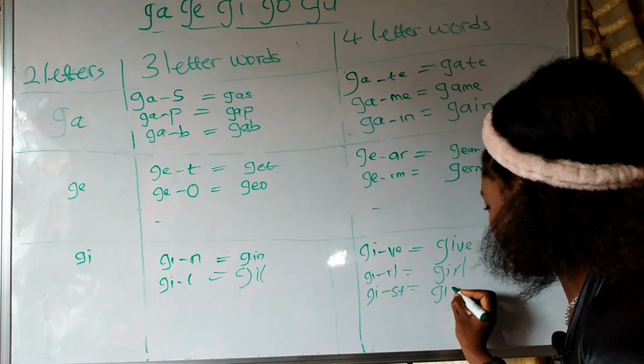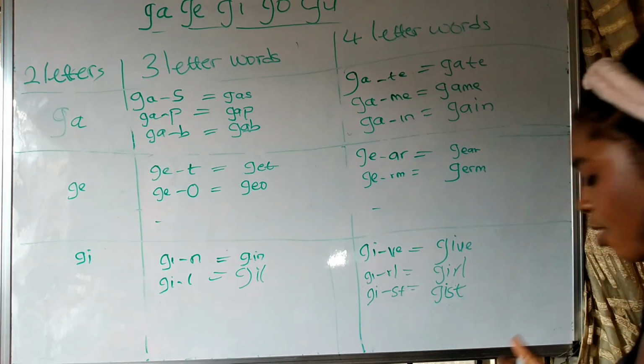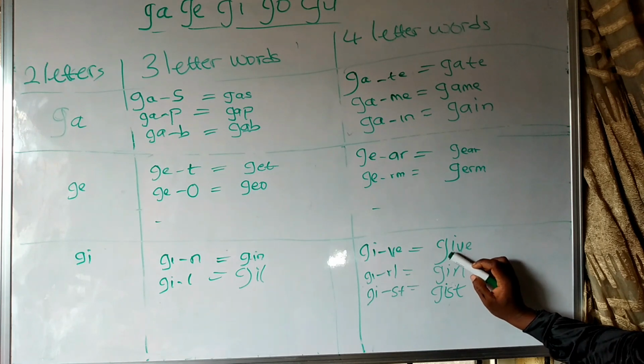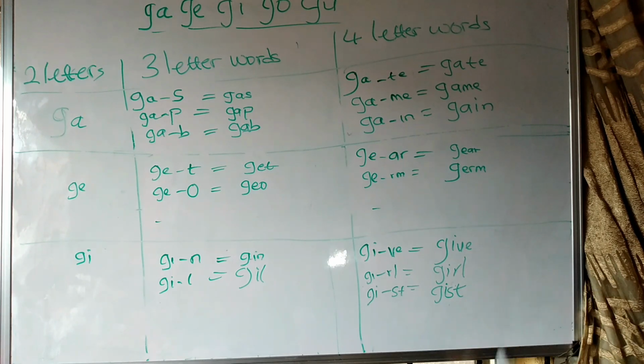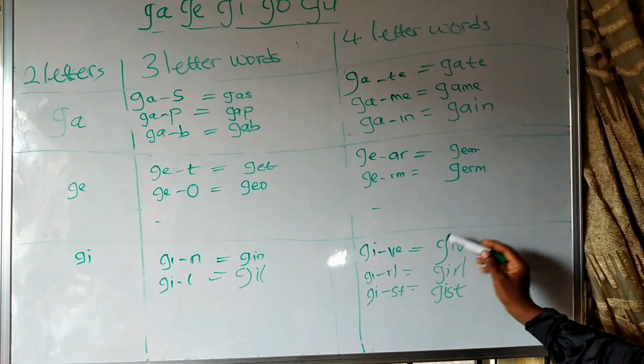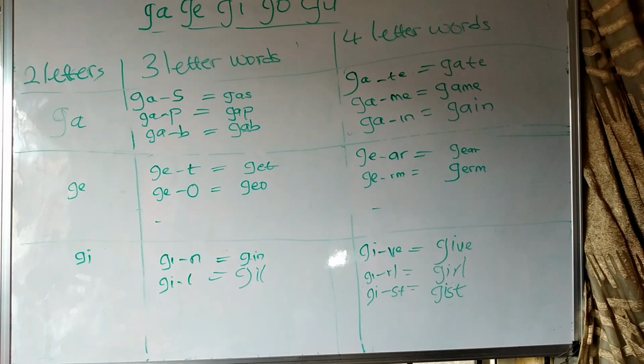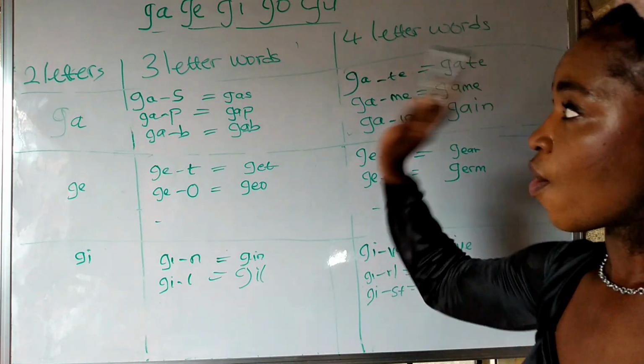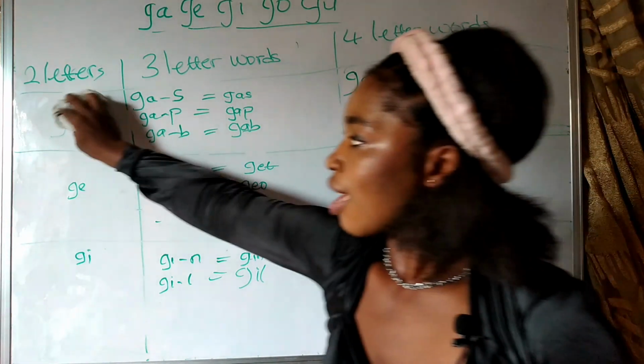It equals gist. Okay, right now we have give, we have girl, and we have gist. These are the G words. So let's proceed to the next one, which is G-O, the go sound.